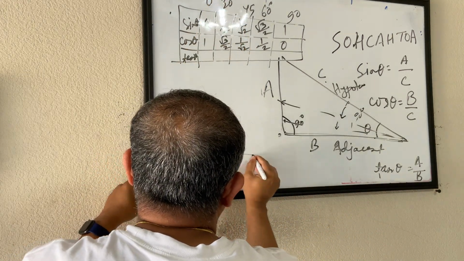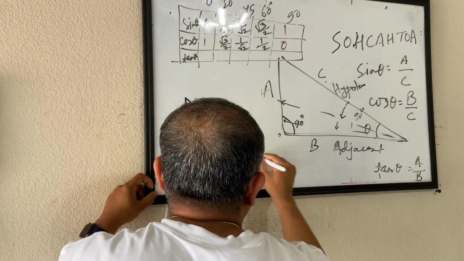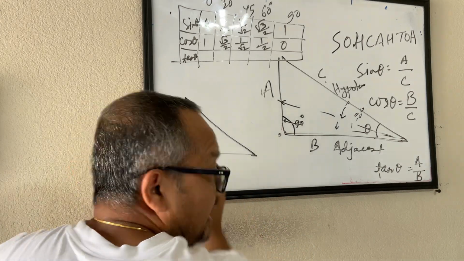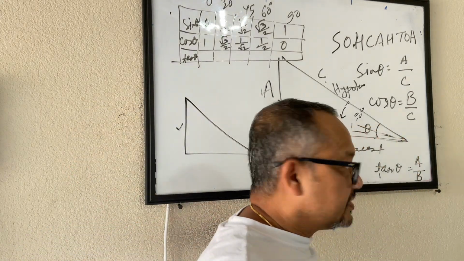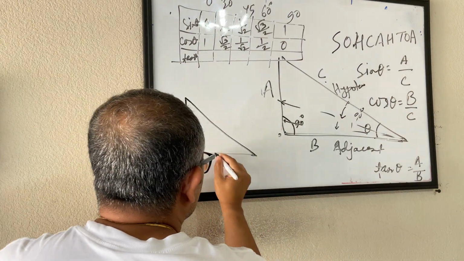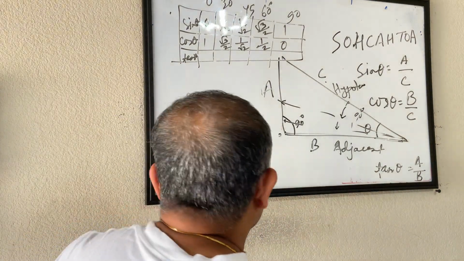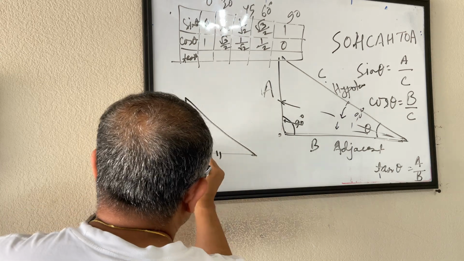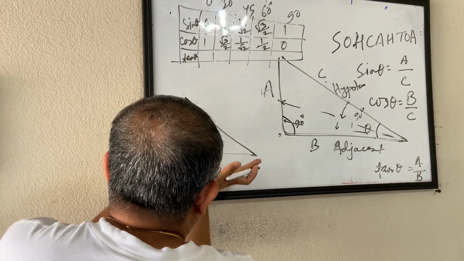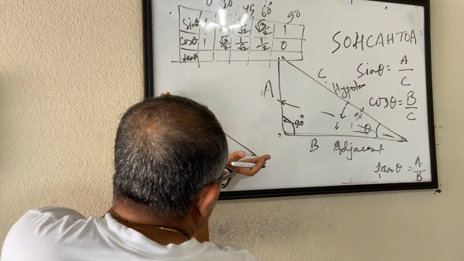I'm making a right angle triangle such that it's an isosceles triangle also, meaning this side is equal to this side. So I made a right angle triangle, meaning this angle is 90 degree, and I made this side equal to this side.